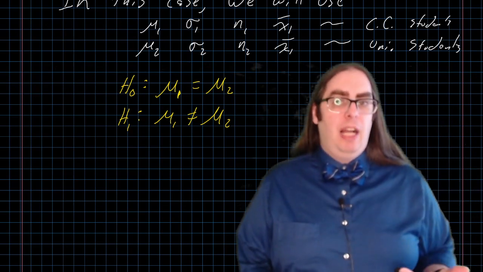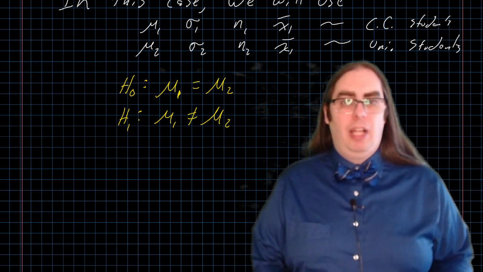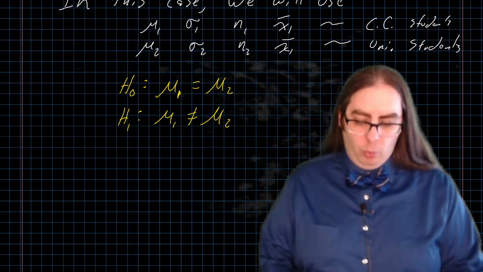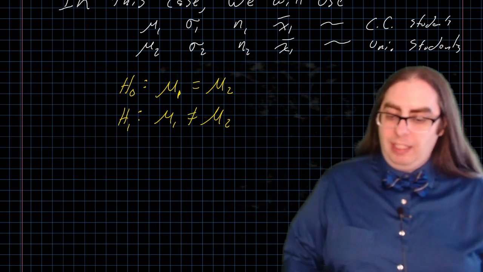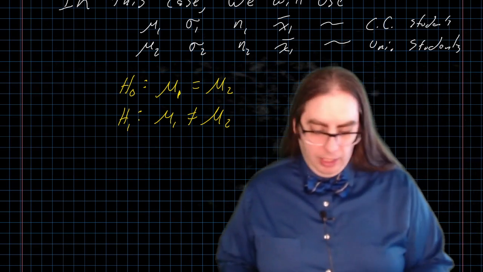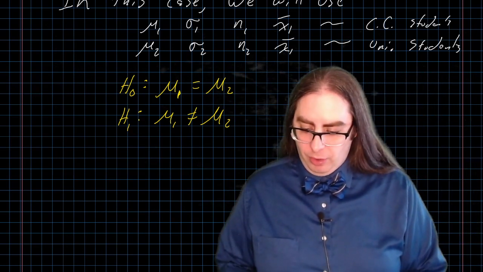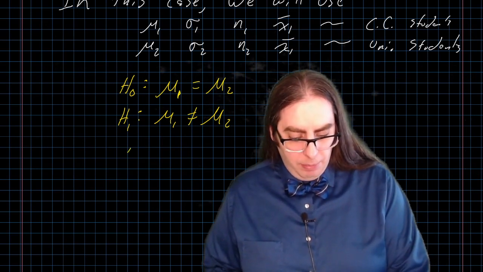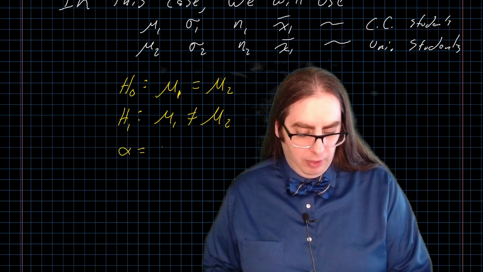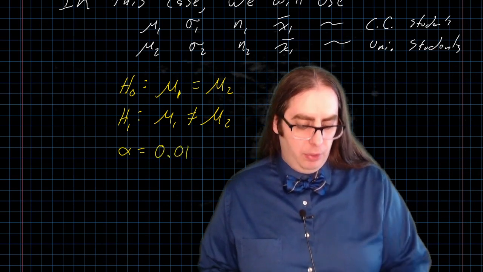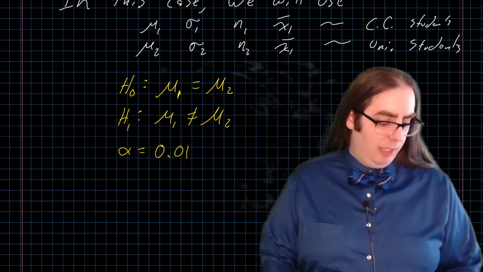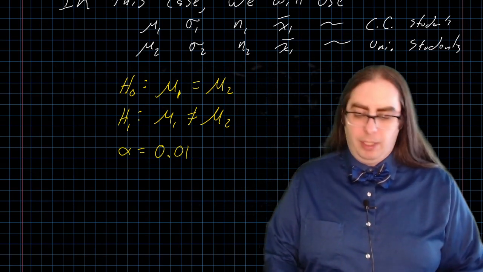The next thing up is to determine a level of significance. And we have some options as to what we can choose there. This is a choice. But let's choose a level of significance of 0.01. So we're looking for 99% confidence.